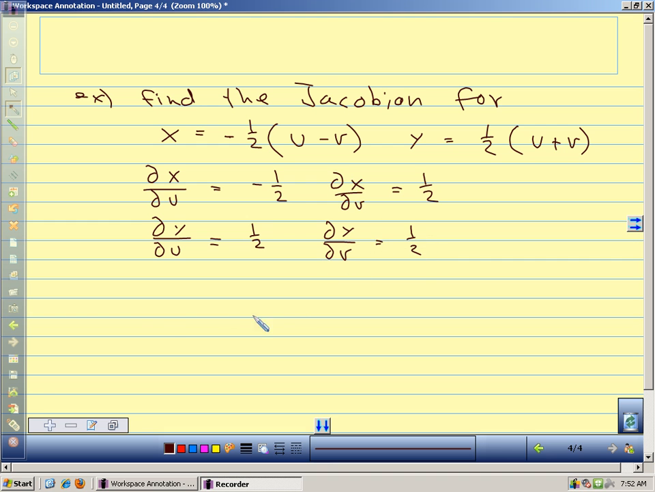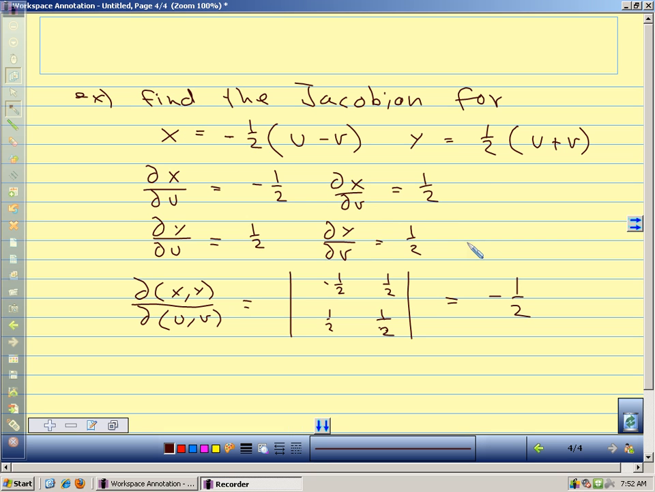So our Jacobian is this determinant, minus 1/2, 1/2, 1/2, and 1/2. And I just get minus 1/2. So if I were doing some kind of multiple integral and we were changing the coordinates, my integrand would have a factor of minus 1/2 in there, along with the du and dv.